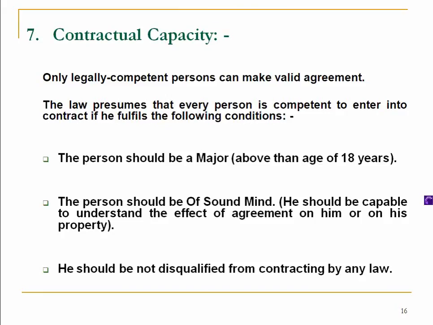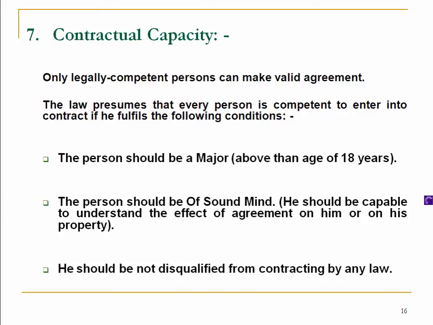Next is contractual capacity. Only a legally competent person can make a valid agreement. This is also very important, as you know that an agreement is a combination of proposal, acceptance and communication. But parallelly, the parties who are making the agreement should always be competent. If they are not competent, that deal will always be void. It will never be a valid deal.